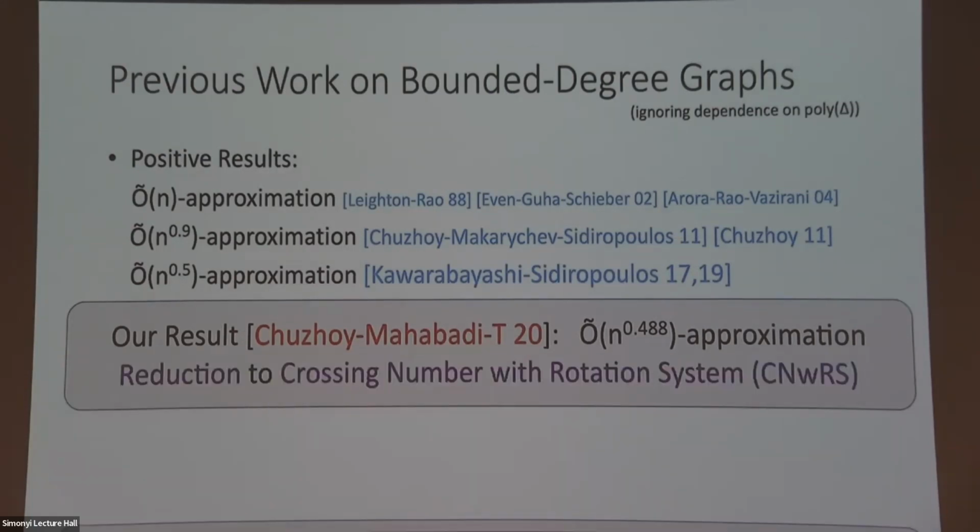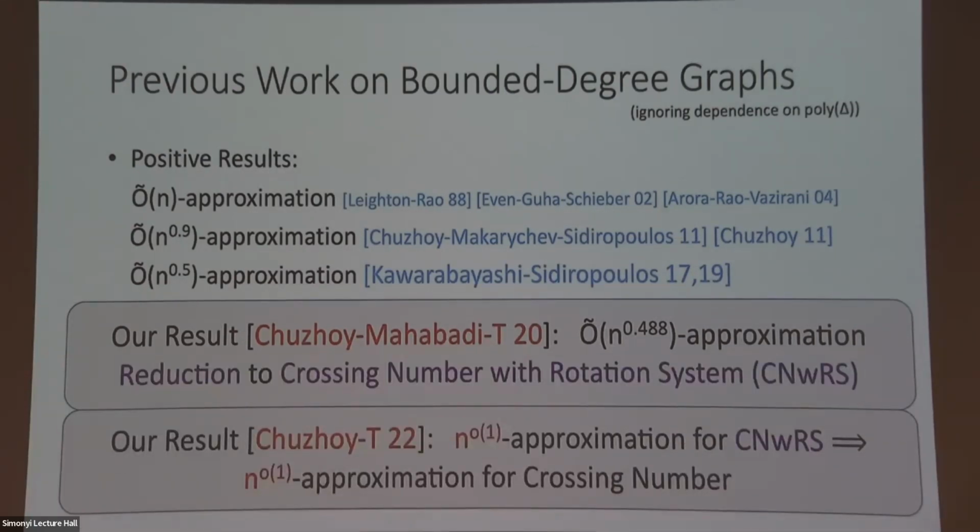The second work is that we eventually managed to design a subpolynomial approximation for this new problem. Okay, a subpolynomial approximation algorithm, which is n to the little o(1), which is actually 2 to the log n to the 7/8. And eventually, combined with the first result, basically the reduction part, this gives an n to the little o(1) approximation for the crossing number problem of bounded degree graphs. Okay, so this is the result that I'm going to cover today.